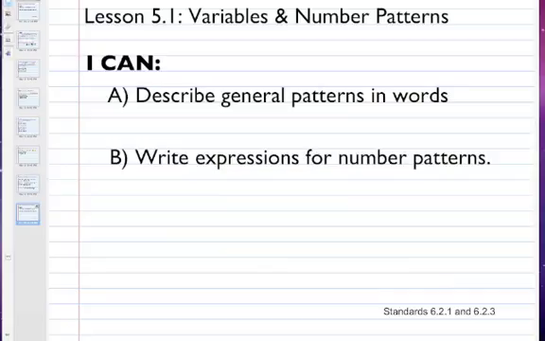So tonight we started the first lesson of 6 that's going to prep us for middle school math and algebra courses. We had 2 objectives, describing general patterns in words and writing expressions or general patterns with variables for different number patterns. At this time, you have a choice to either go back, review any parts of these videos as you prepare for your quiz in Schoology. When you're ready, go ahead over into Schoology, take that quiz, and we'll see you tomorrow.